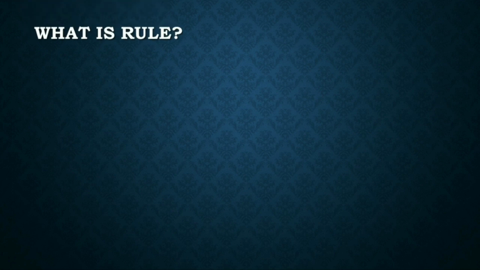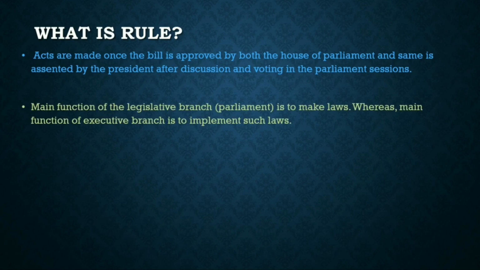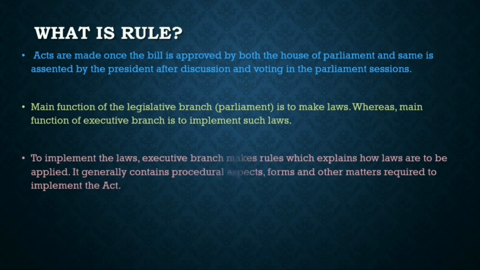Now let's understand what a rule is. Acts are made once a bill is approved by both Houses of the Parliament and the same is assented to by the President, after discussion and voting in the Parliament session. The main function of the legislative branch, that is Parliament, is to make laws, whereas the main function of the executive branch is to implement such laws. To implement the laws, the executive branch makes rules which explain how laws are to be implemented. It generally contains the procedural aspects, forms and other matters required to implement the act.